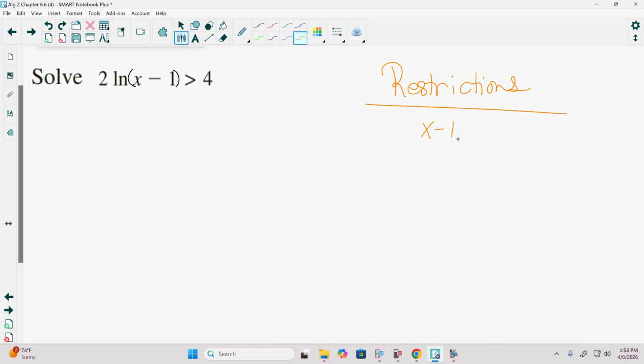Because what's inside the logarithm, in this case x minus 1, has to be greater than 0. Whatever's inside the log has to be greater than 0. It cannot be 0 or negative. Now, since x is not by itself, we do have to solve it. We can add 1 to both sides, telling us that x has to be greater than 1. Because if x is 1, 1 minus 1 is 0, we'd be taking the natural log of 0. It doesn't work. If x is less than 1, we would have a negative number inside the log. It also doesn't work.